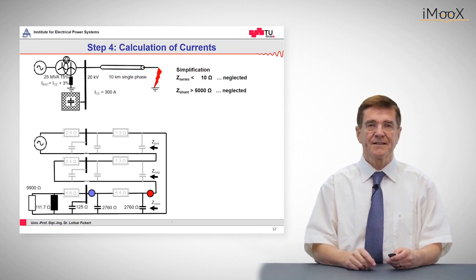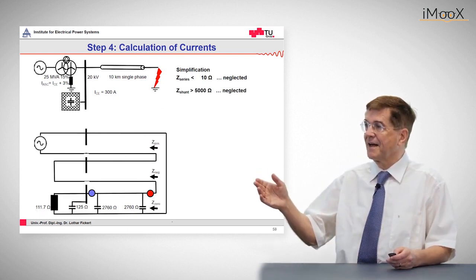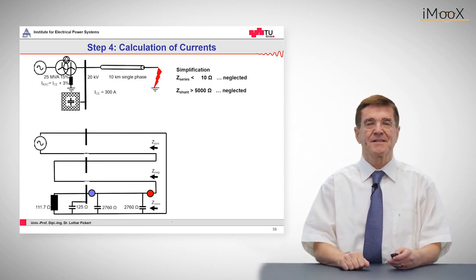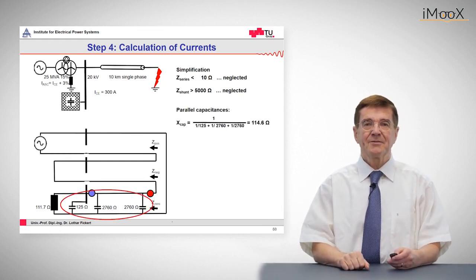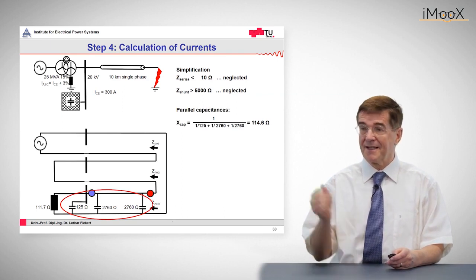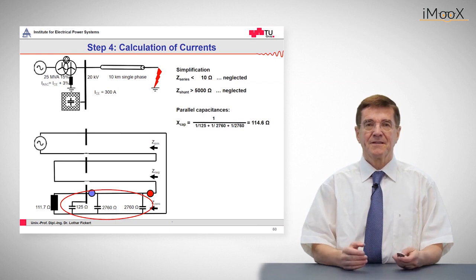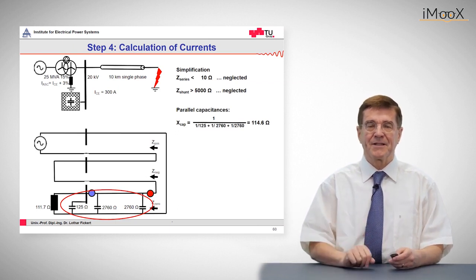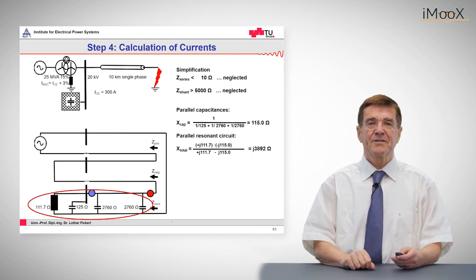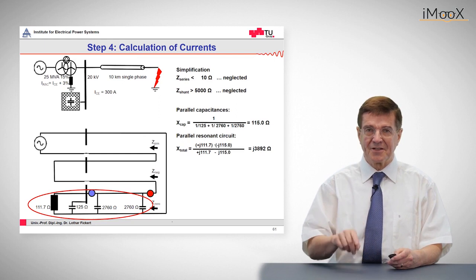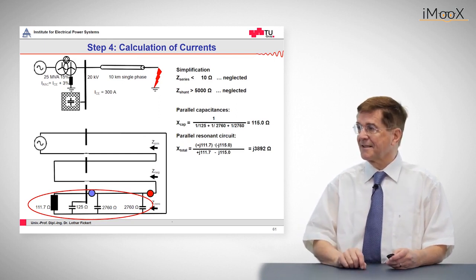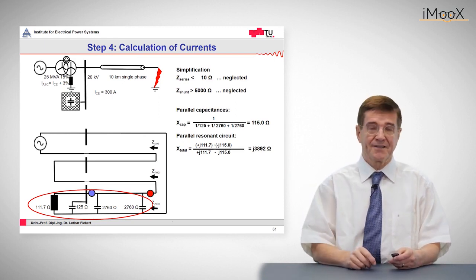All these are neglected. I indicate this in gray and then I take them just out. Now it is a simple equivalent circuit, and we start with the parallel capacitances as indicated in the red circle. So it's the parallel connection of these three capacitances, and also they are again in parallel to the inductive reactance. And finally, this is the value for the zero sequence reactance, and that comes out as 3,892 ohms.